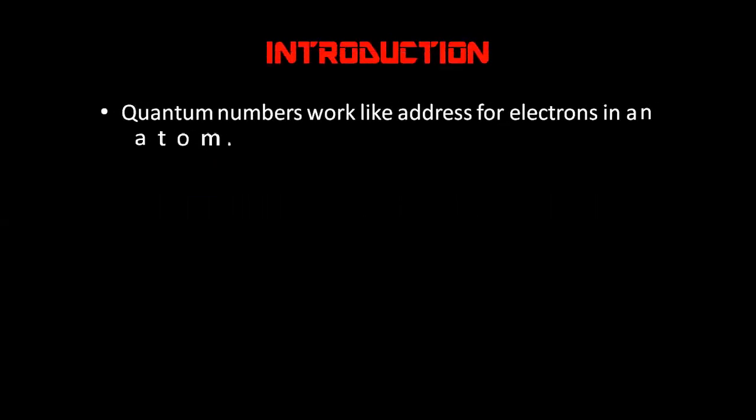So remember that quantum numbers work like an address for an electron. It helps us to identify and locate electrons in a multi-electron system. So in a multi-electron system, to identify an electron, we use these quantum numbers. There are altogether 4 quantum numbers, and each quantum number has a specific significance.